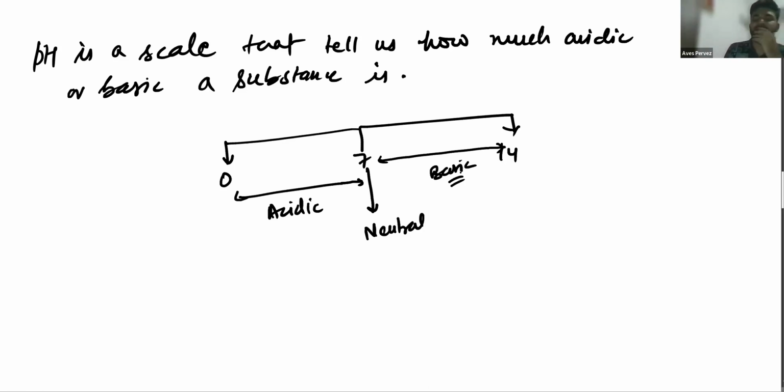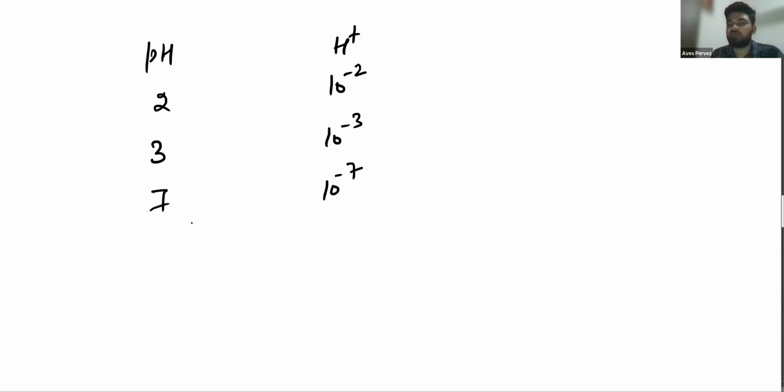Done? Okay, let's move further. I'm saying pH is a scale that tells us how acidic or basic a solution is. For example, if the pH of a solution is 2, then the hydrogen ion concentration of that solution will be 10 raised to the power minus 2. If the pH is 3, then the hydrogen ion concentration is 10 raised to the power minus 3. If the pH is 7, then it will be 10 raised to the power minus 7. If the pH is 10, then it is 10 raised to the power minus 10.